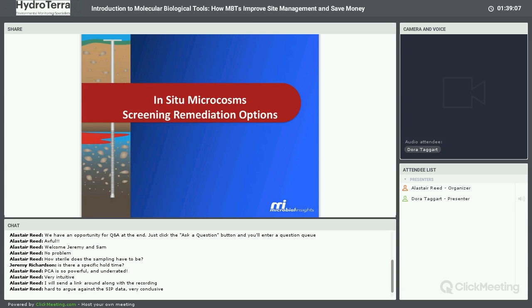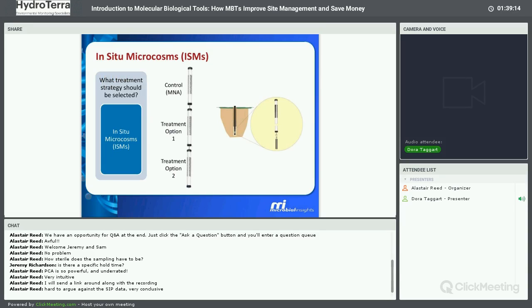Okay. The last thing I want to talk to you about today is a tool that I'm also very fond of. It's called an in situ microcosm study. These are slotted PVC that you can see here in this picture. And we can use these as part of our biotraps to help us understand what treatment strategy should be selected. So we can attach different units together and deploy them into a monitoring well so we can understand what would happen under our natural conditions versus if we added different electron donors or acceptors.